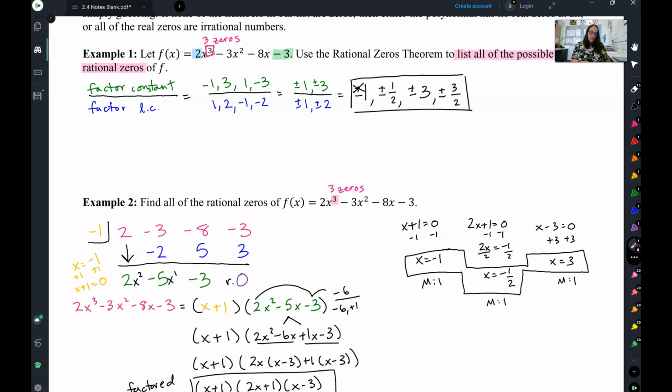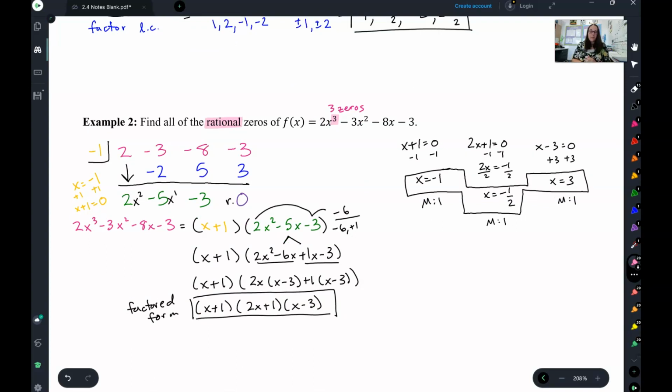Now, one other thing I'd like you to notice before we end this video is in the problem, you knew that all these zeros were going to be rational because this problem said find all the rational zeros of f of x. That was a little hint to you in the instructions that all of these zeros were going to be rational numbers, numbers that can be written as fractions.